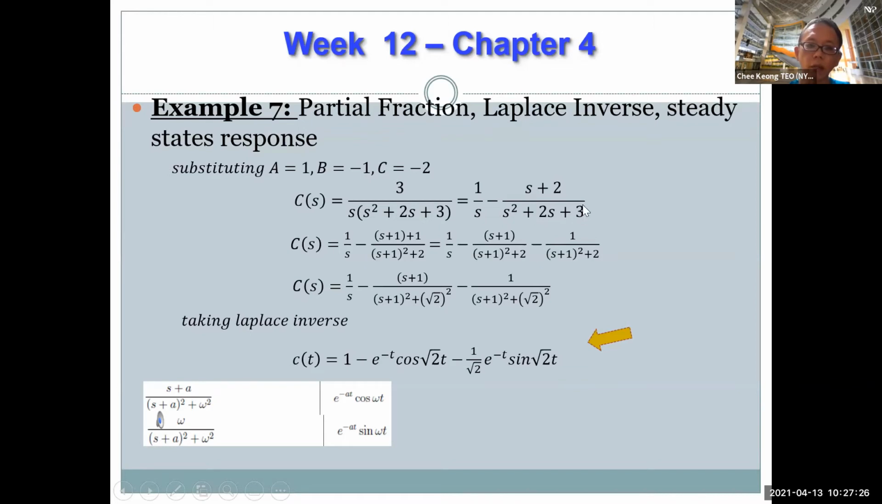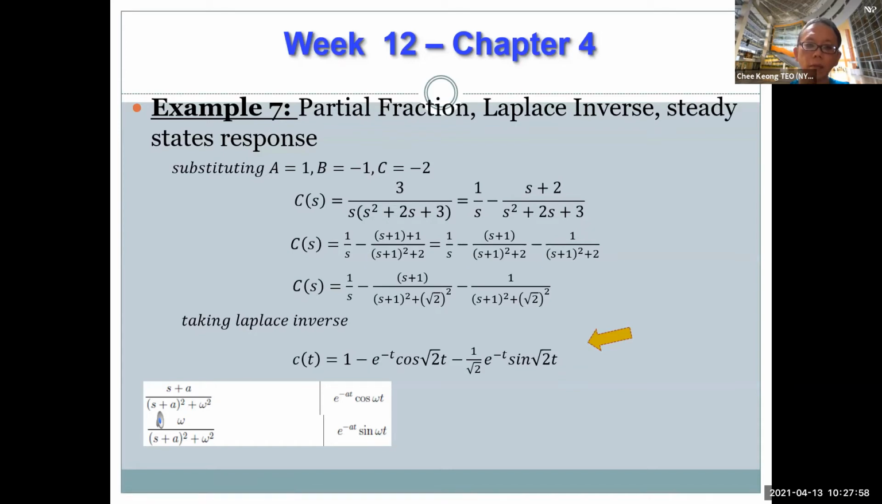Now, of course, the next stage is we try to manipulate it such that it is close to this. So you just change the top. S plus 2 is actually s plus 1 plus 1, right? And then below is s plus 1 squared plus 2. You get this term, right? By doing so, you can change it again further into two terms. One of them is s plus 1, and one of them on top is 1.